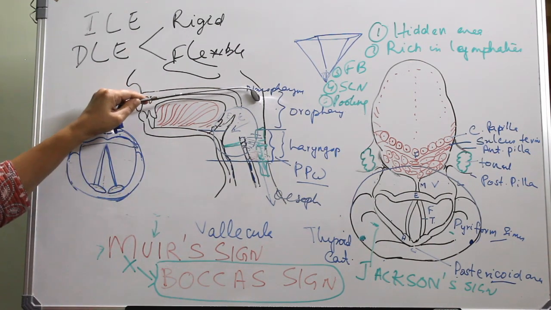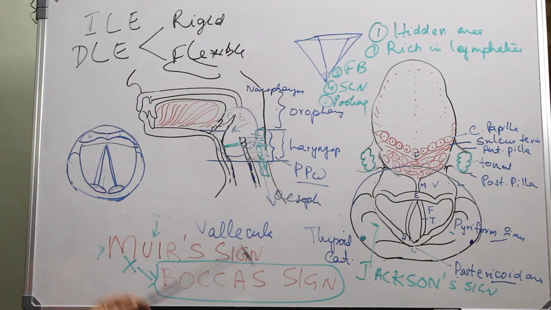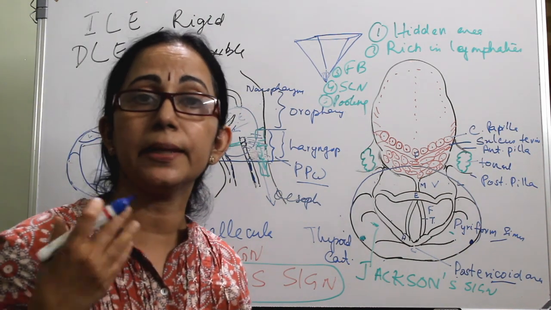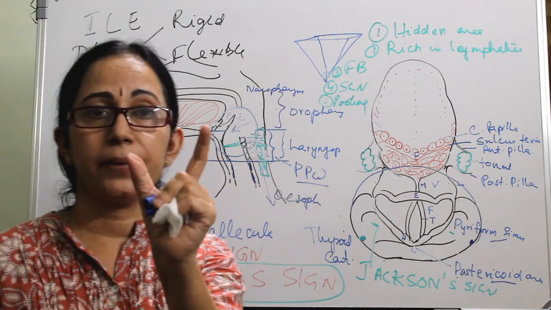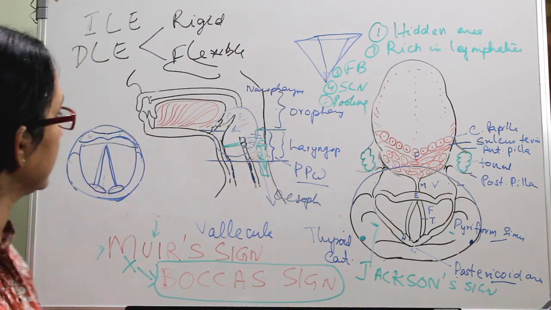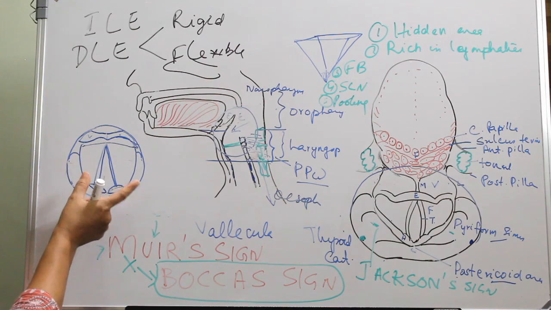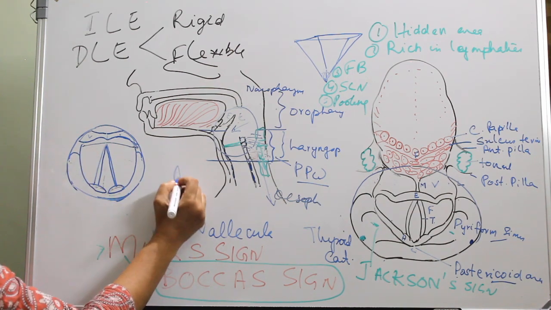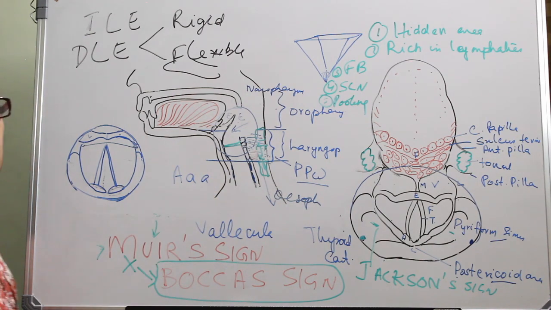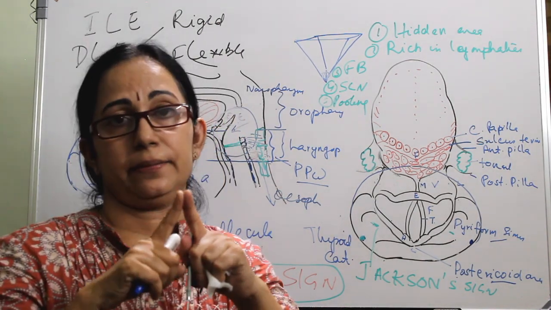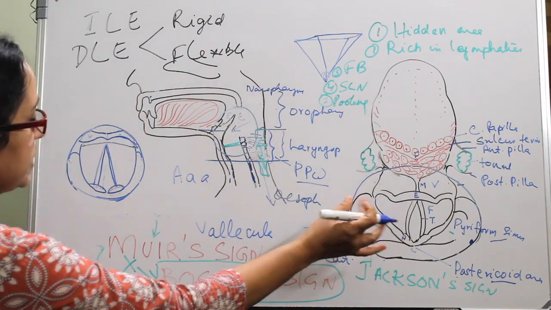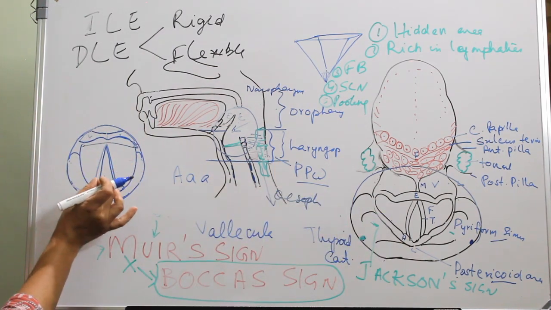Then, keeping this mirror inside, ask the patient to breathe normally, so that you can see the abduction of the vocal cord. On breathing, you can see the movement. And after that, ask the patient to say ah. So what will happen? If the patient says ah, there will be adduction. Okay, there will be adduction of the vocal cord. This vocal cord will adduct.